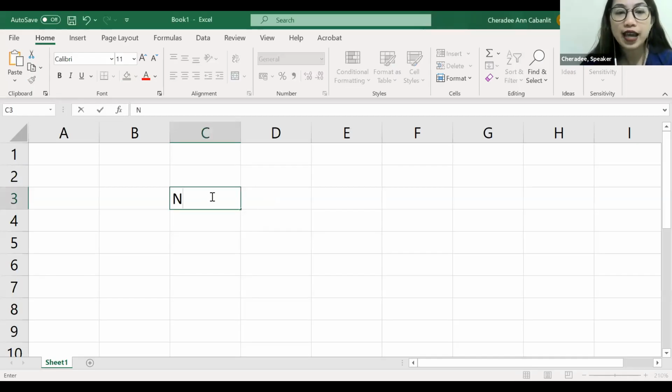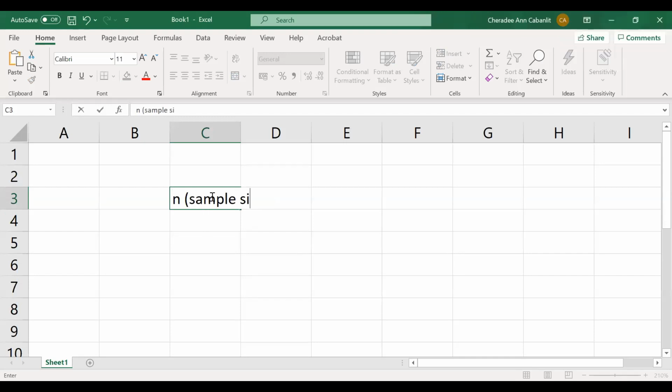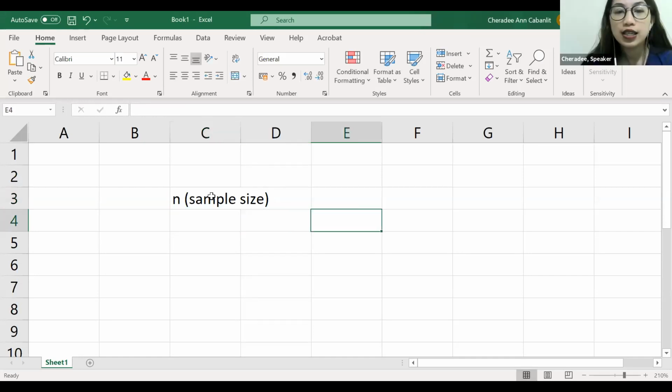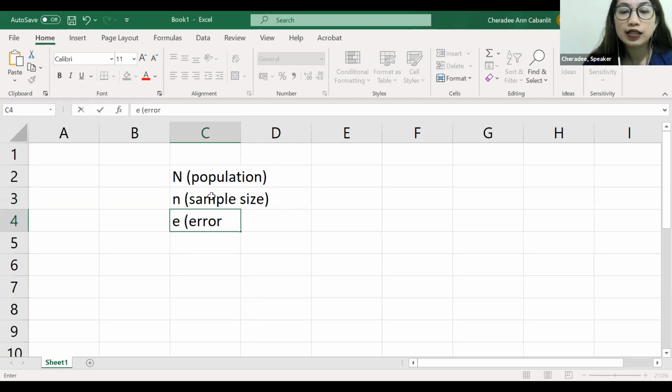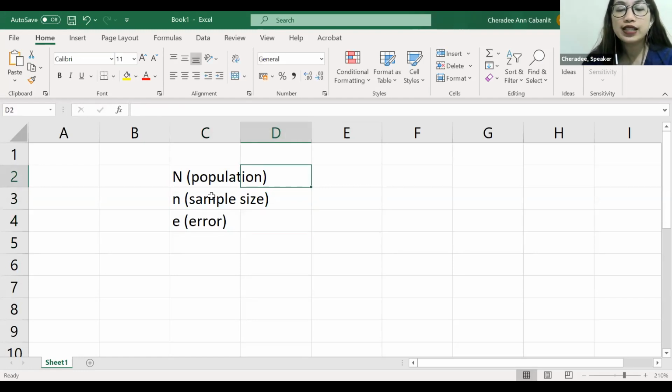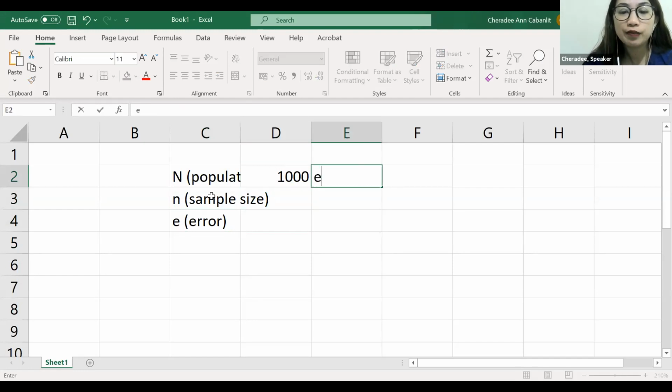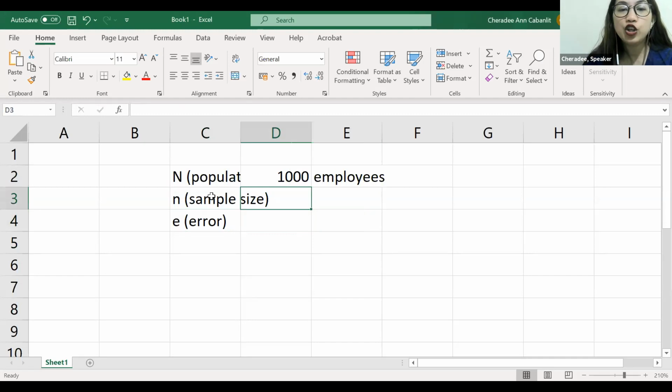So the formula is for small n, this is your sample size. You can see my screen. And then your capital N here is your population, and E here represents your error, your allowable error. So let's say 1,000 employees, and your n is what you're looking for, right?